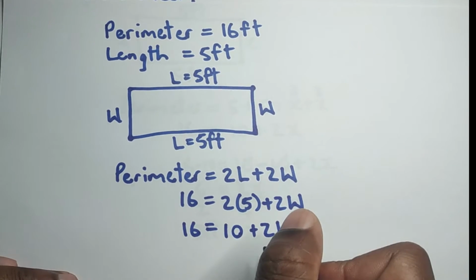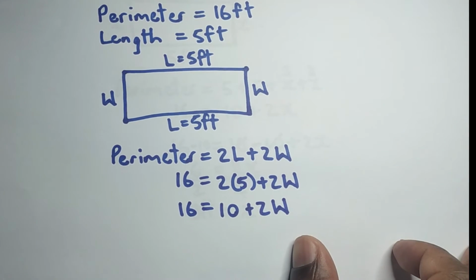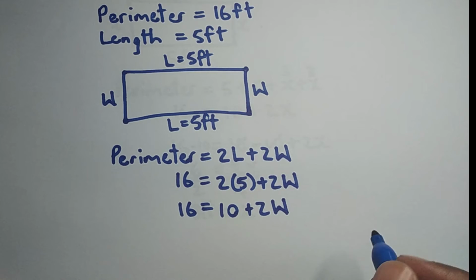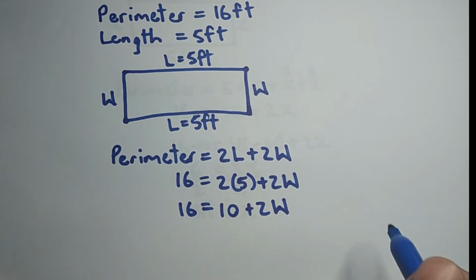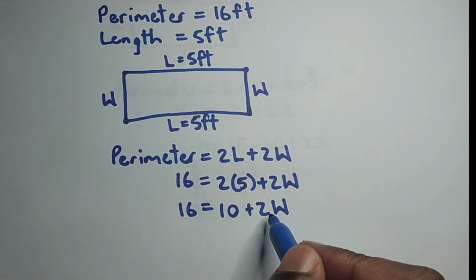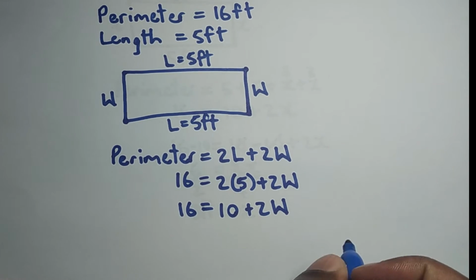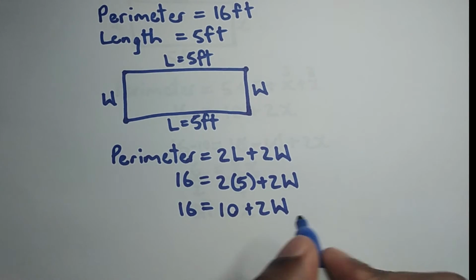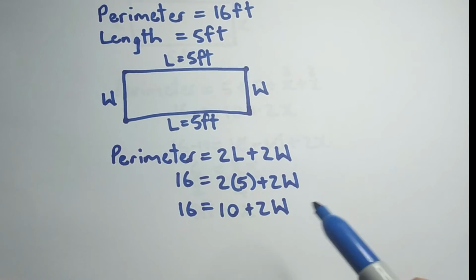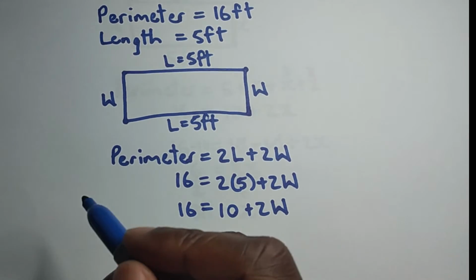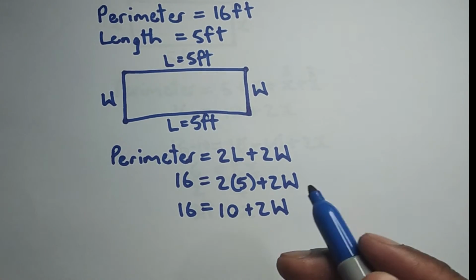Now what we want to do is to transpose this, and I'm going to explain what transposition is all about. We want to make W the subject of the equation. That simply means we want W on one side of the equal sign by itself, so we need to get rid of the 10 and the 2 on this side. To remove something, we need to do the opposite of that thing. And whatever we do to one side, we are required to do the same thing on the other side to keep the equation balanced.